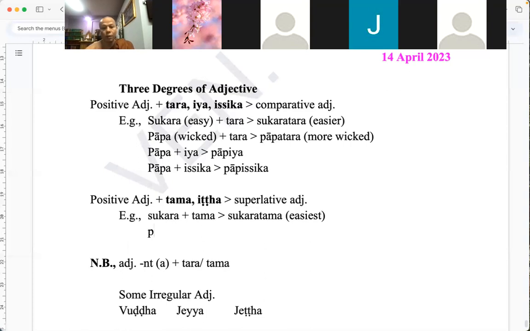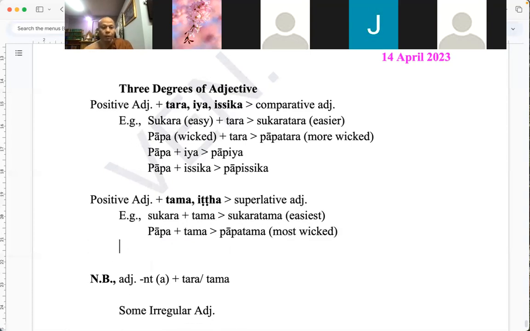The same way, pāpa and the tama. So we have the pāpatama. So most wicked. And the same with this pāpa, by adding the iṭṭha, so we have the pāpiṭṭha. Also the same meaning, most wicked. Okay, most wicked.